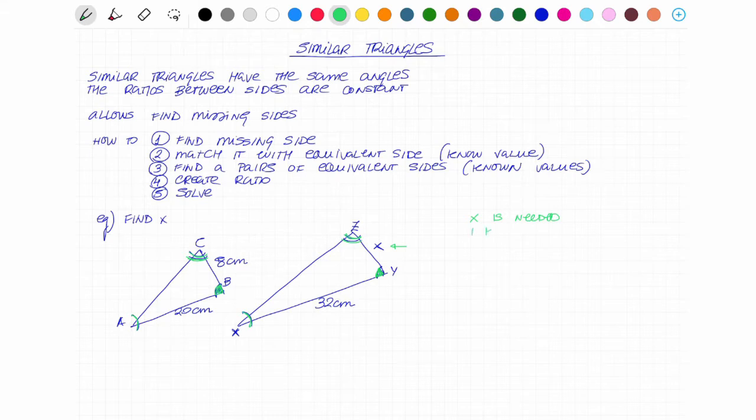Then I need to figure out if I know the equivalent side. If not, I'm going to have to find it. The equivalent side is going to be the one in between the two angles that are the same. So I come in here, it's this one here, so I've got it. And then I figure out that I need a pair of equivalent sides, two sides of which I've got the values. In our case, they are going to be this one here and this one there.